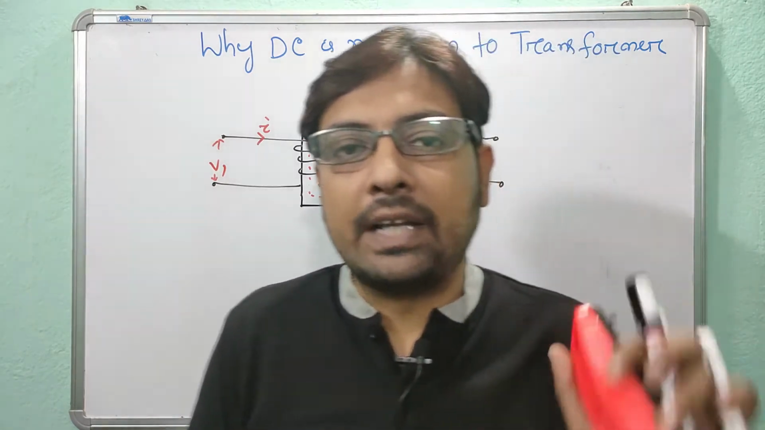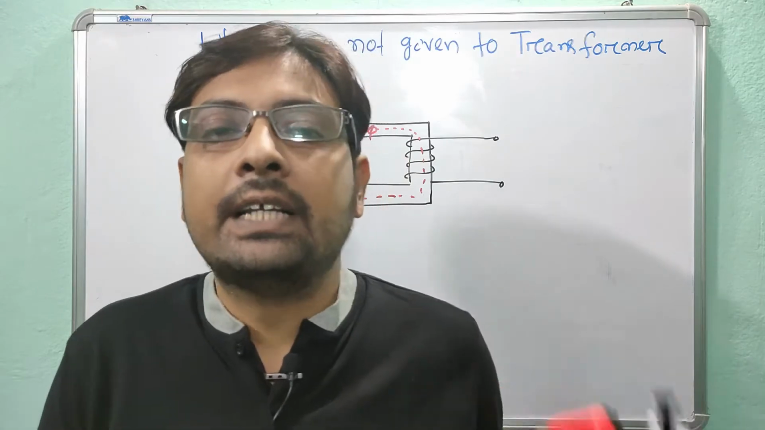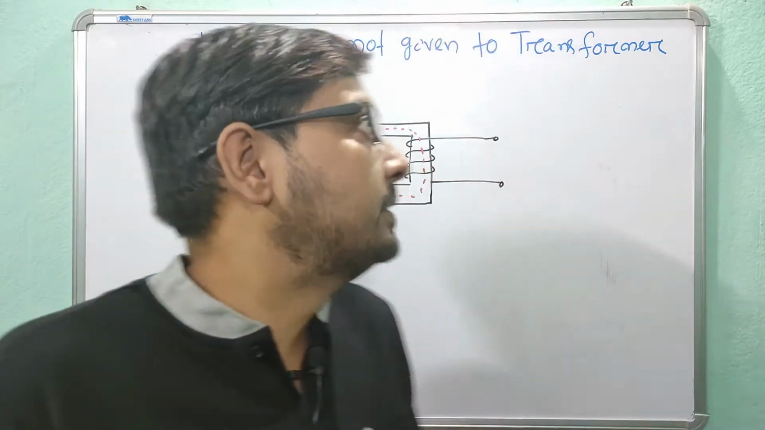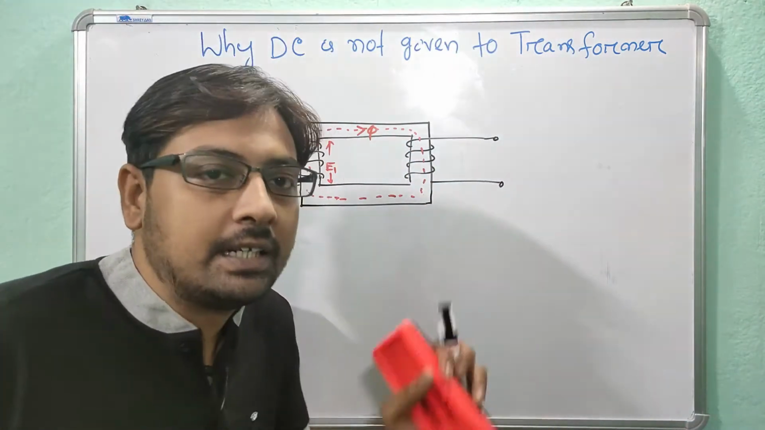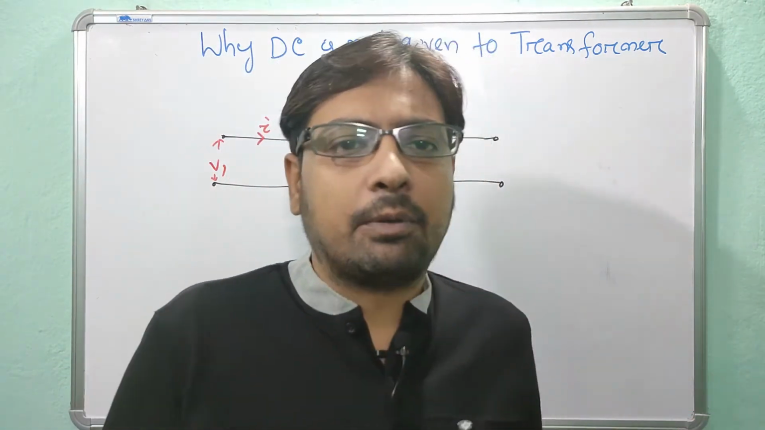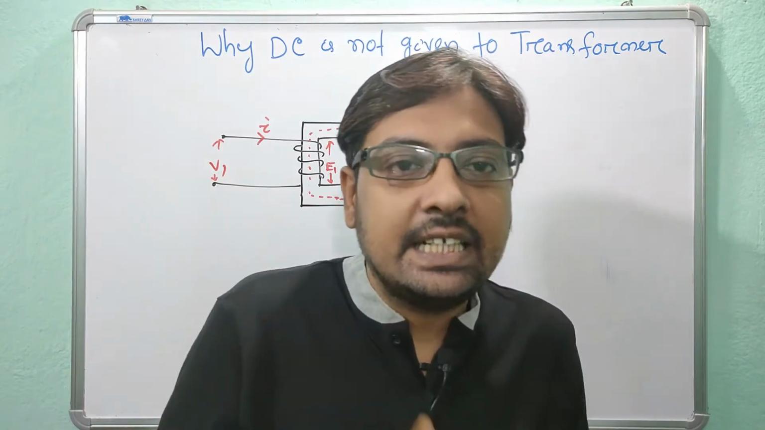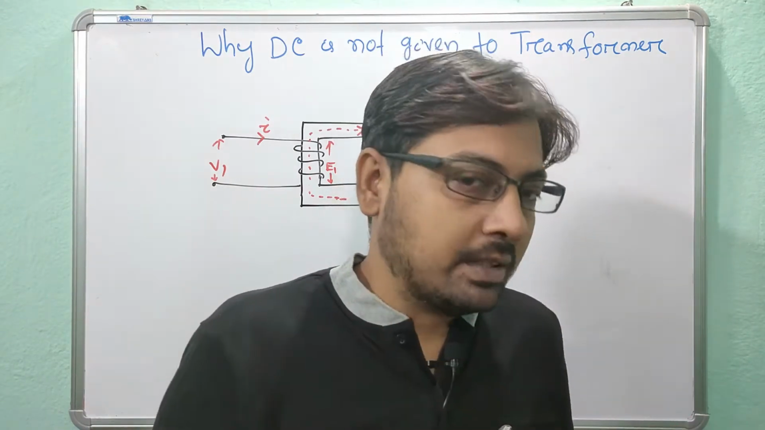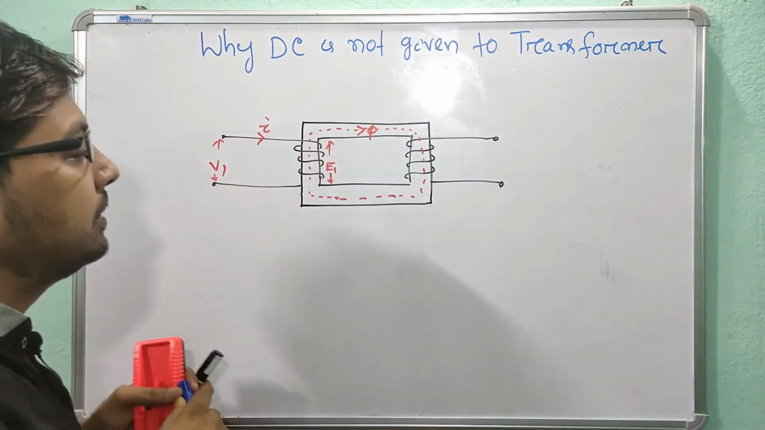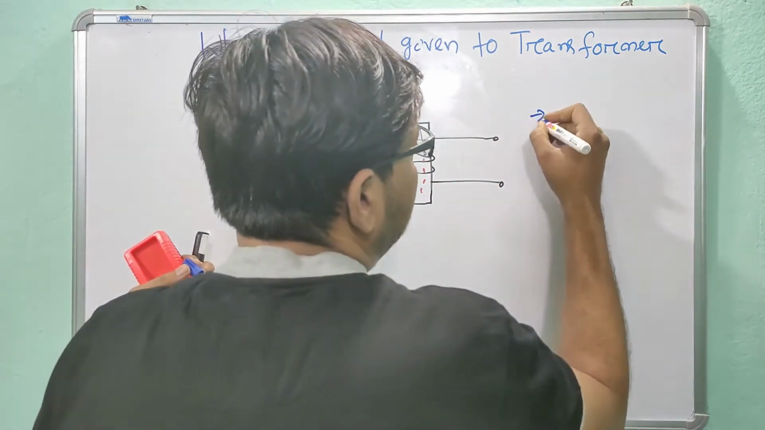Today we'll discuss why DC is not given to a transformer. Let us discuss why DC is not given to the transformer. As you know, in a transformer always AC is provided. So if we provide DC, then what will happen to the transformer? The common answer is, if DC is provided to the transformer, then the winding is burnt out.